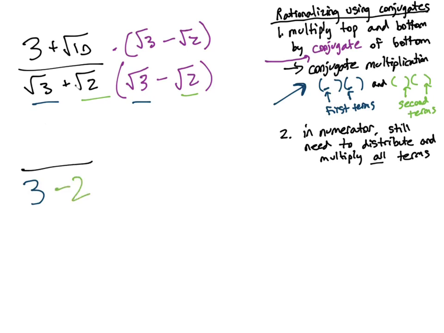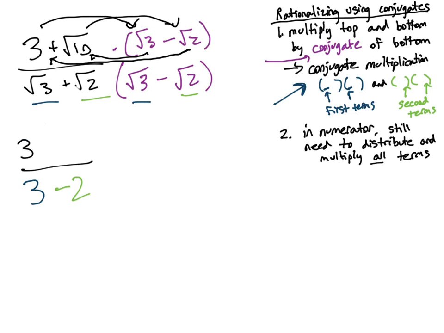In our numerator, we need to distribute and multiply all four of these terms together because what we're multiplying in the numerator are not conjugates, so we do still need to carry this out like we would any other multiplication with more than one term. So let's get right to our distributing.